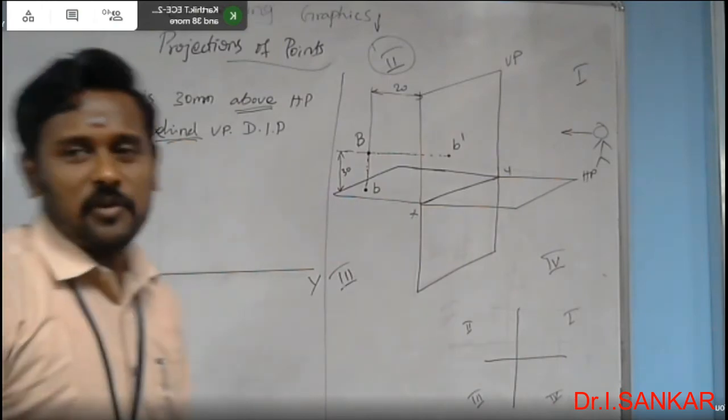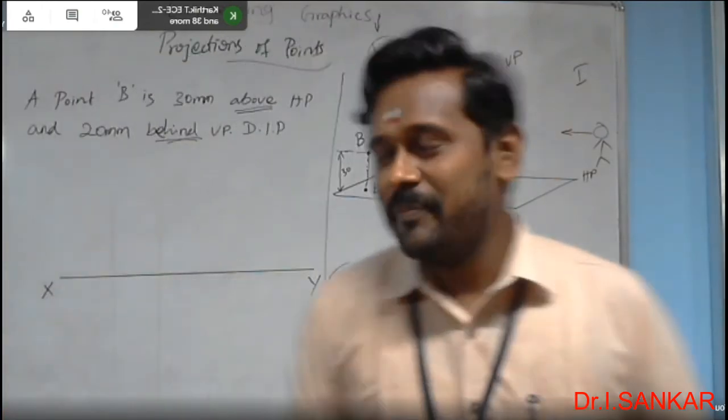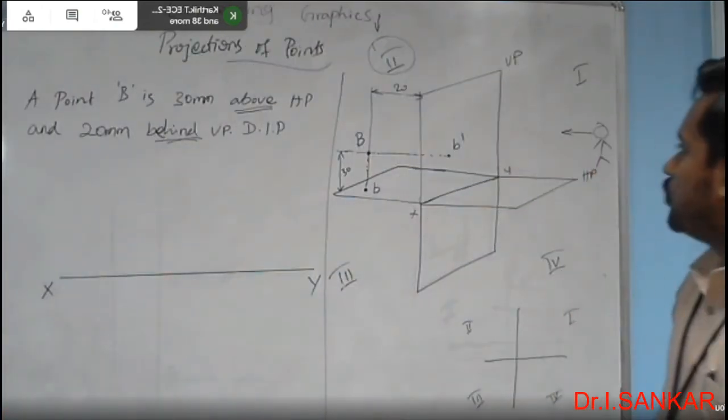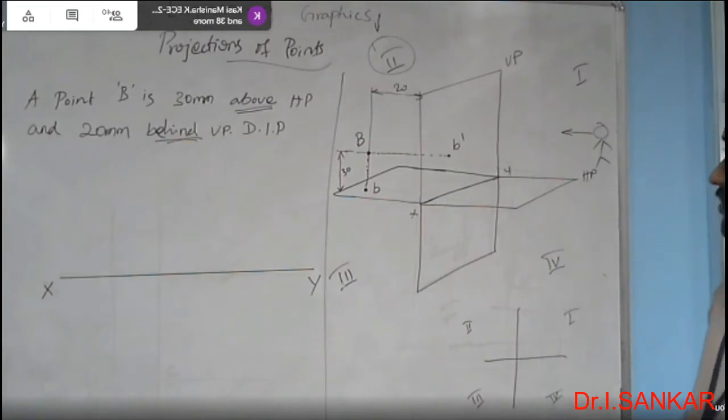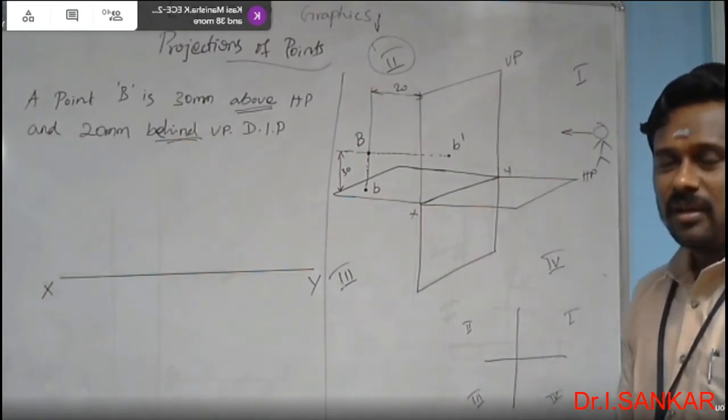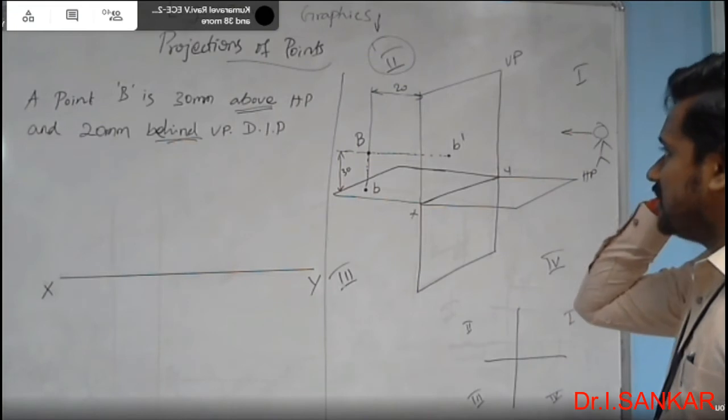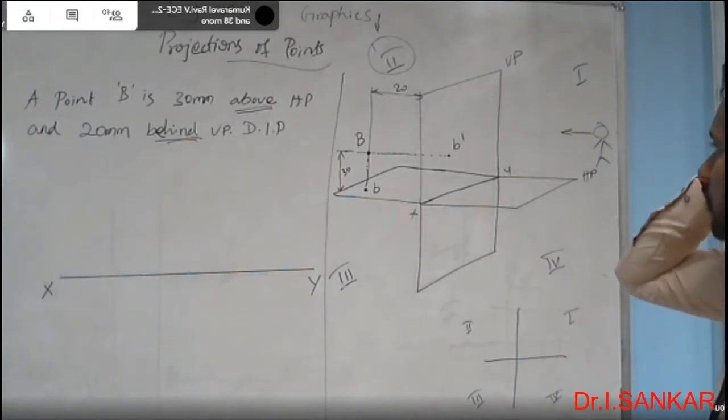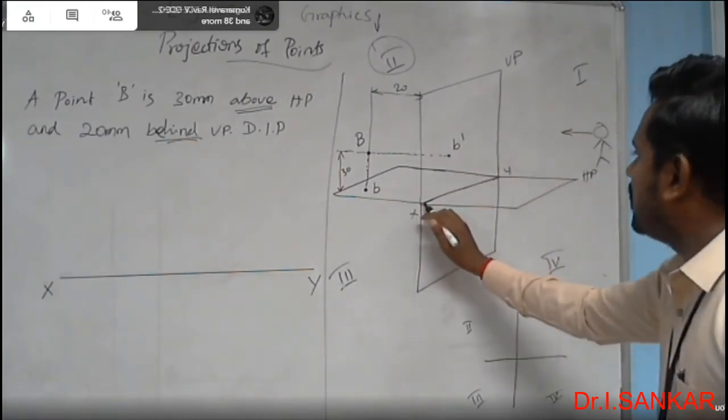Starting from the front view. The front view is B dash. Now, find the relation between the point B dash and the XY line.